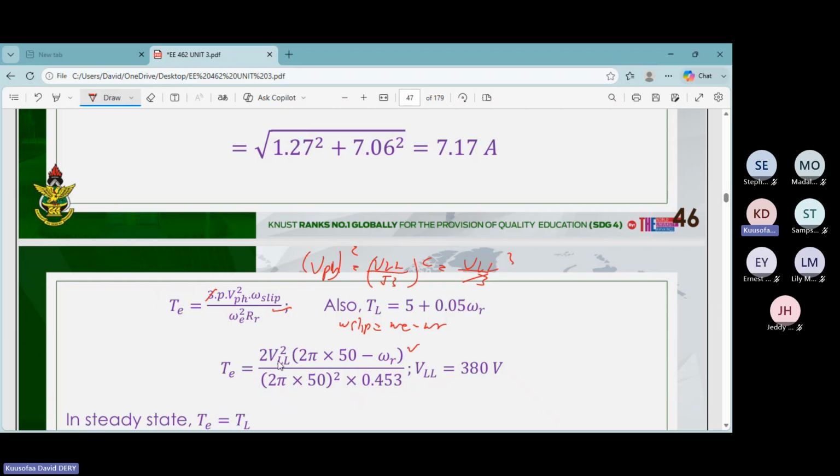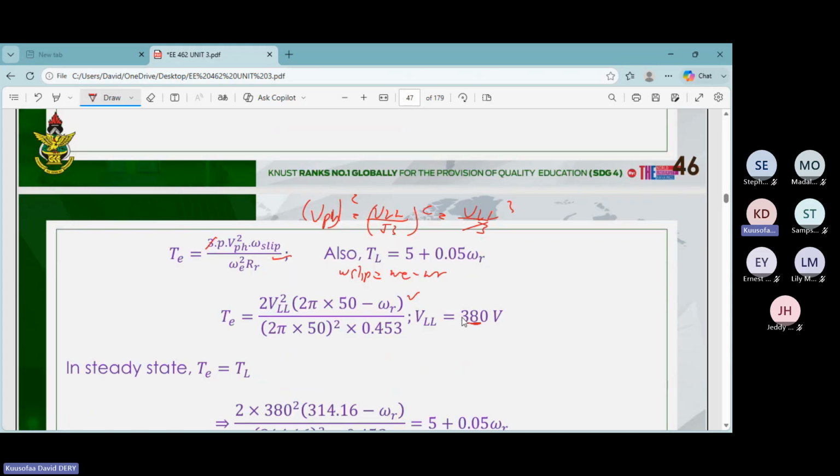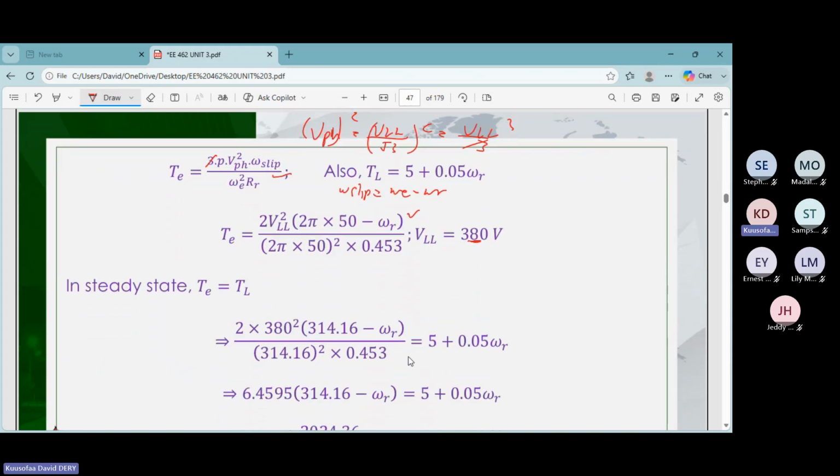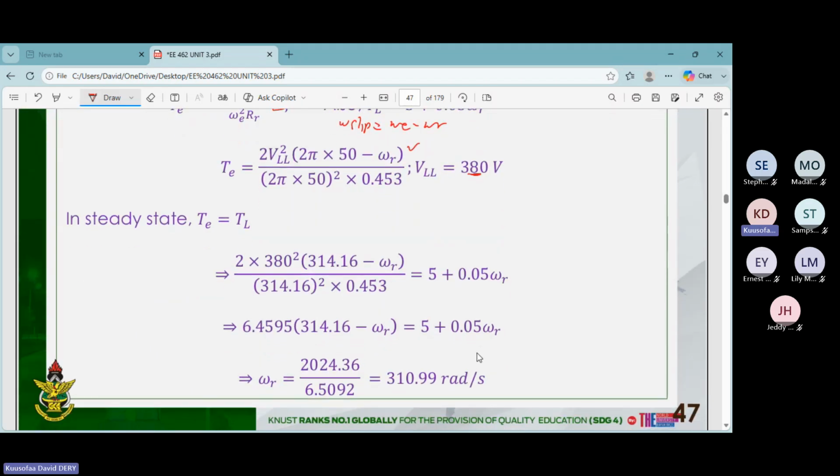So now that we have this, when the line voltage is 380, we substitute and we equate it to TL and we calculate for omega R. So that is what is happening here, right? So you just do the substitution and the rest is make omega R the subject, and then you get this is what we have for omega.